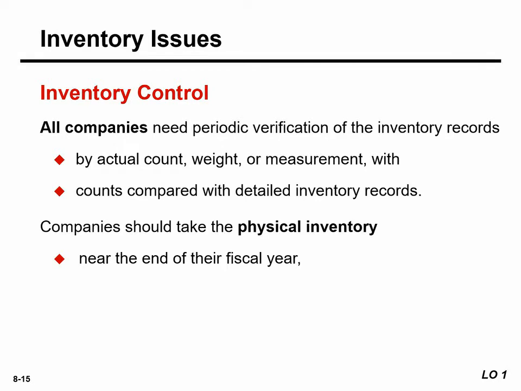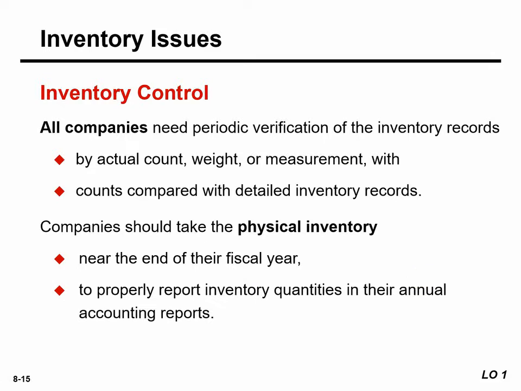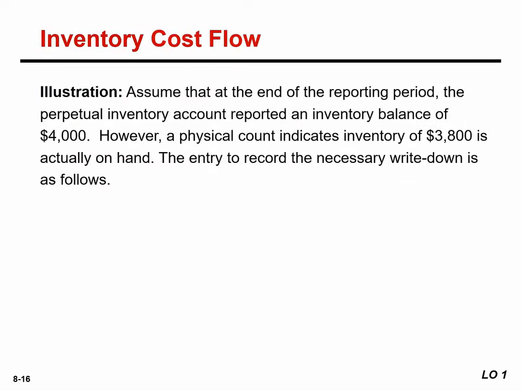Physical inventory happens by having an actual count, weight, or measurement of the inventory items that we have. Then we compare the actual count or measurement of inventory with our records to see if there is a difference.